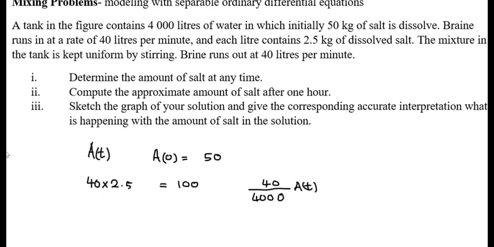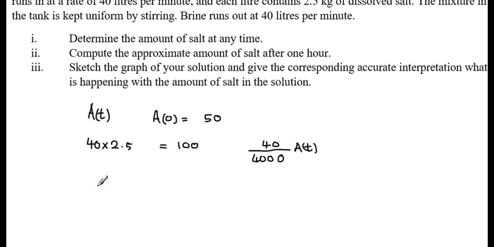So now, following our differential equation, we would say the rate of change of the amount of salt with respect to time will be equal to the flow in rate, which is 40 liters per minute, multiplied by the concentration, which is 2.5, minus then the flow out rate, which is 40 again, multiplied by the concentration, which is simply A over the volume, which is 4,000 liters. Then at this point, we've got a differential equation which we must solve.